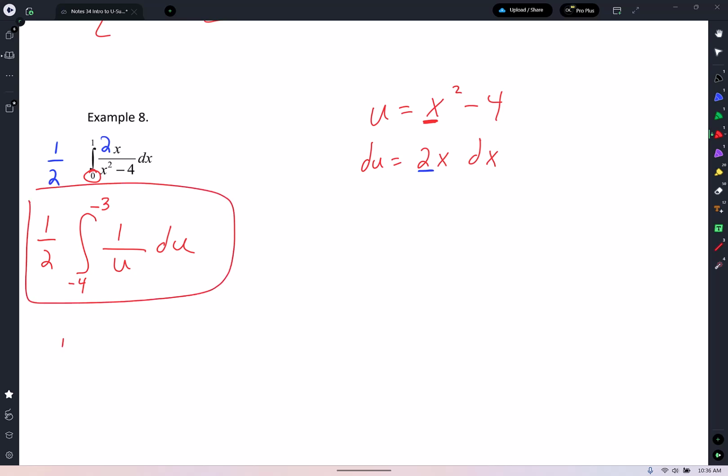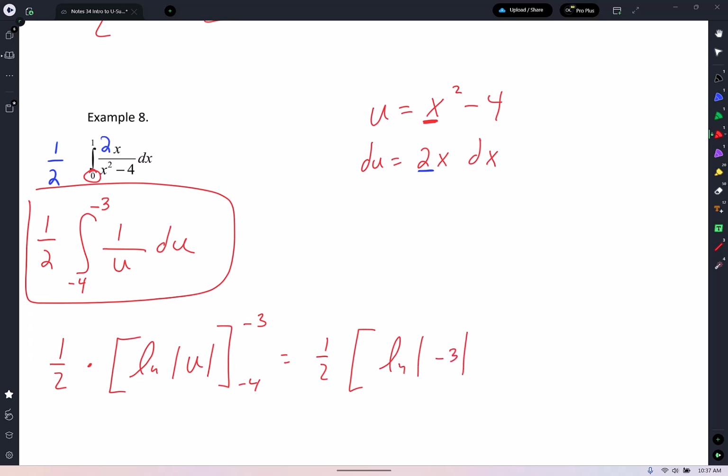Here we go. Antiderivative: 1/2, dot, bracket. What's the antiderivative of 1 over u? ln of the absolute value of u. Close it, from -4 to -3. We're going to do upper minus lower. Leave the 1/2 factored out to make life easier for yourself, because both terms are going to have the half. So 1/2 bracket ln absolute value of -3 minus ln absolute value of -4, close, close.